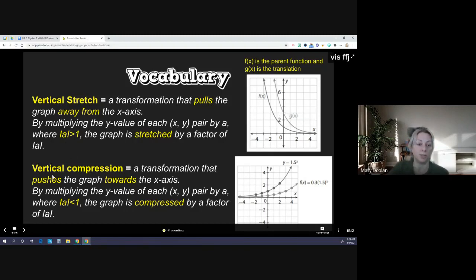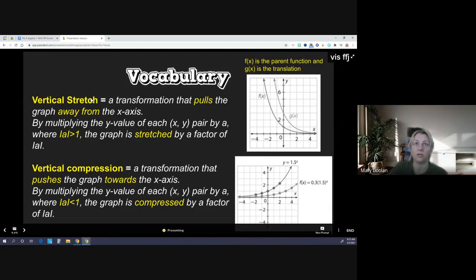You could also have the opposite, which is a compression, a vertical compression. Okay, so we can squish this graph down. Basically, it's a transformation that pushes the graph towards the x-axis. So in this case, y equals 1.5 to the x power. This here is the parent function. And then the new one after, we multiplied it by a number here, 0.3, which is actually less than 1. Its absolute value is less than 1. And so that's why it got shorter and pushes it towards the x-axis, is closer to the x-axis, right? Where a is 0.3 in this case.